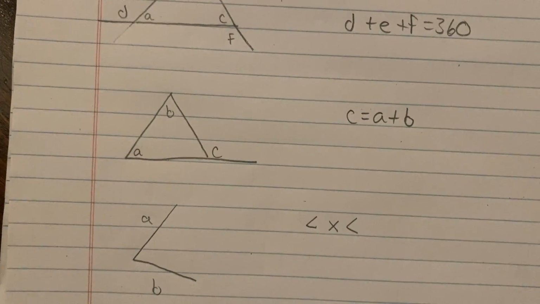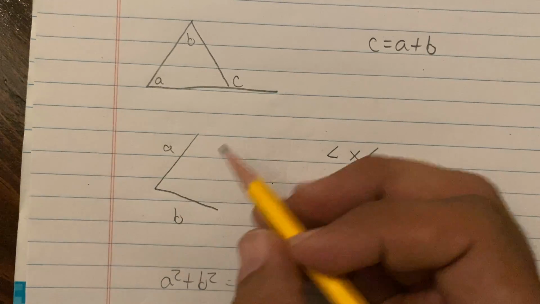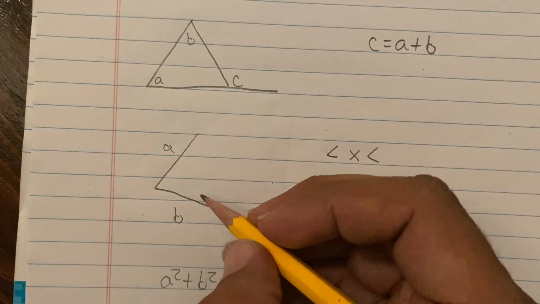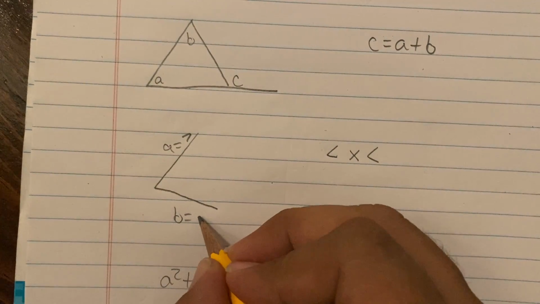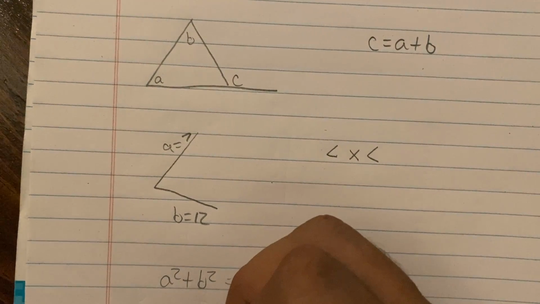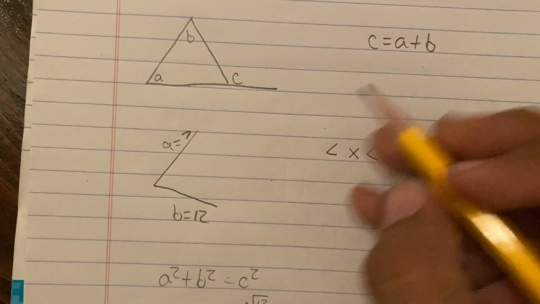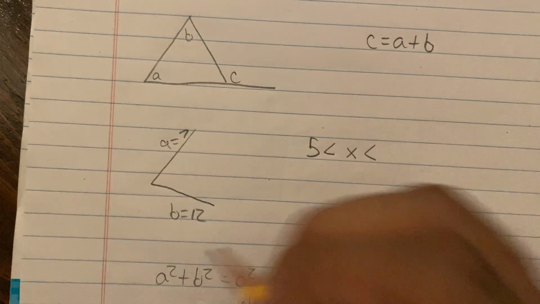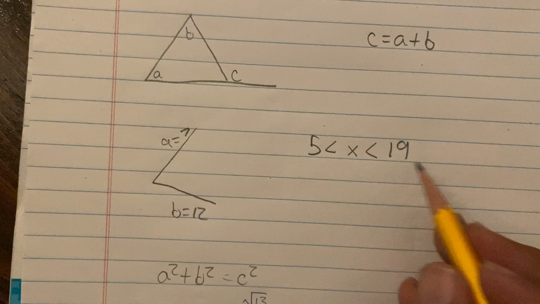Okay? Now, if I were to give you two sides of a triangle, how would I know all possible options for the third side? So let's pretend A is 7 and B is 12. Okay? The two options would be subtracting them and then adding them. And those are the options.